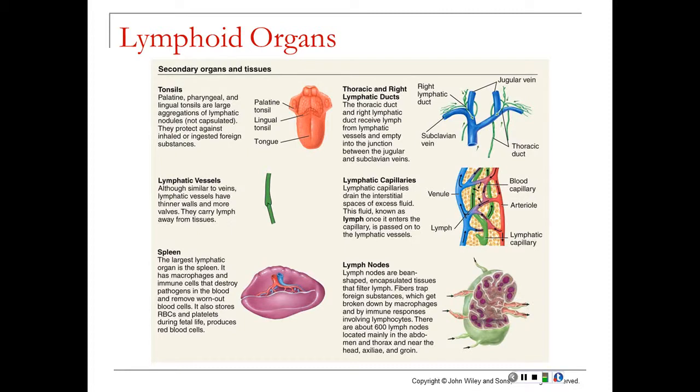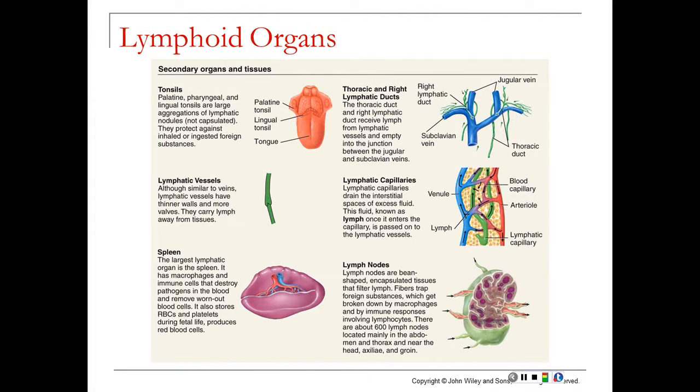It has special macrophages, which act like Pac-Men to destroy any pathogens in the blood. It also is kind of the red blood cell graveyard. This is where red blood cells go to die. It also stores lots of red blood cells and platelets during fetal life and helps to produce red blood cells before the bone marrow forms.